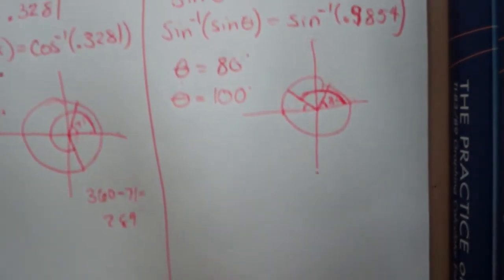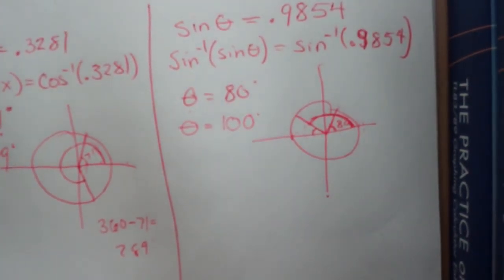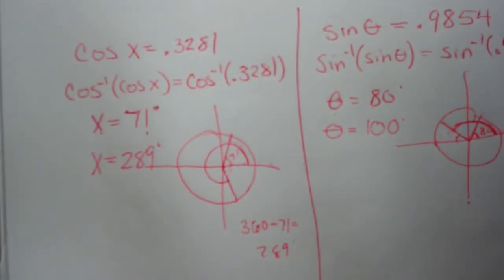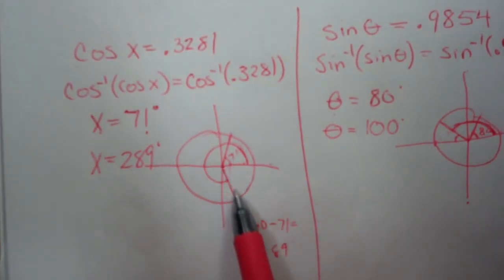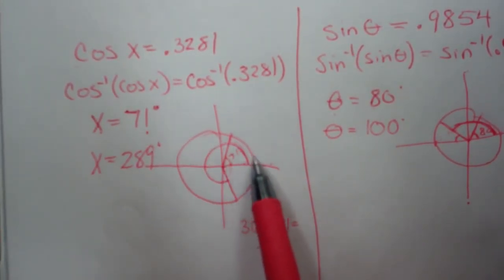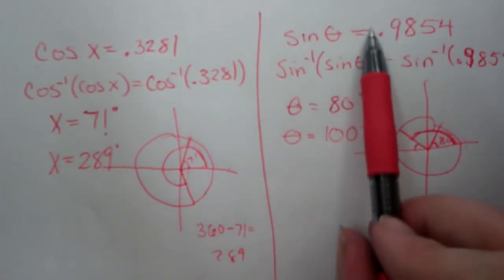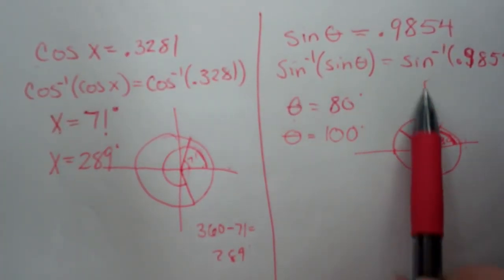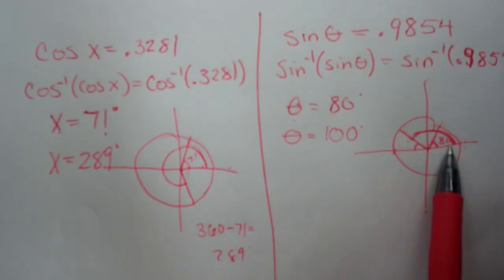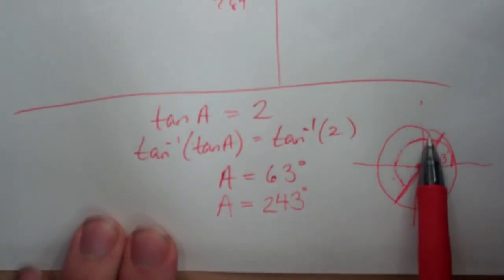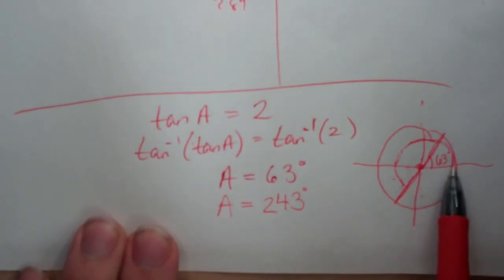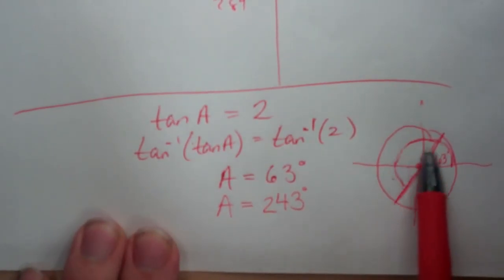So as a quick summary, when we were dealing with the cosine, we reflected across the x-axis and then figured out the size of that other angle. For the sine, we reflected across the y-axis and then figured out the size of that larger angle. And for the tangent, we reflected straight through the origin and then figured out the size of that larger angle.